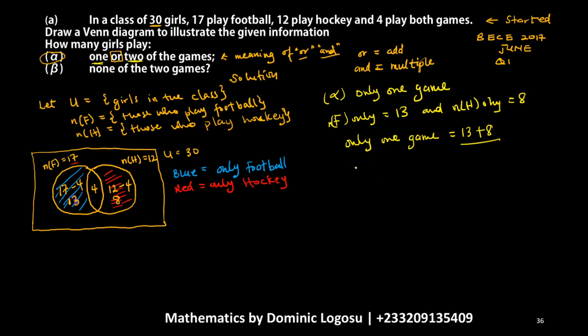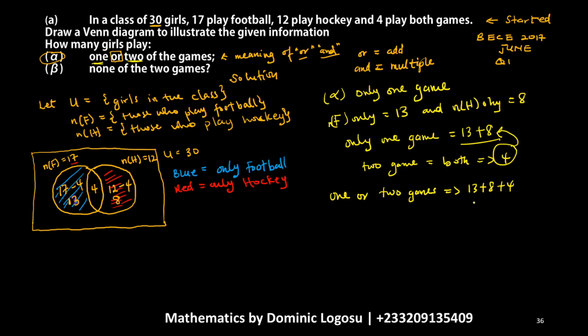So let's find what? Two games. The two games represent both, which is the same as 4. So we're going to add this 4 to this one to solve the statement. The statement, only one or two games, will be 13 plus 8 plus 4, and that's going to give us 25. So we are done with number 1.